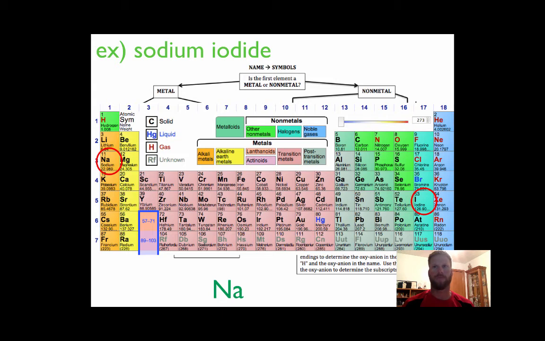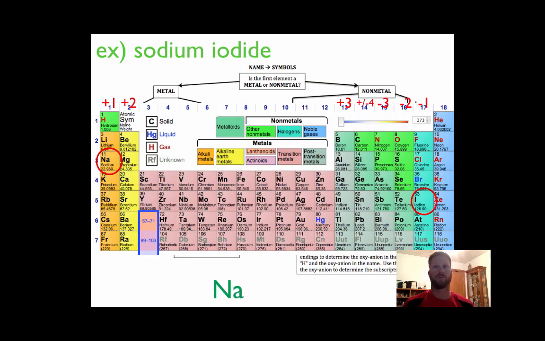Remember that the periodic table can help us determine the charges on the ions. All elements in group 1 form ions with a positive 1 charge. Group 2 elements create ions with a positive 2 charge. Group 3, a positive 3. Group 4, a positive or negative 4. Group 5, a negative 3. Group 6, negative 2. And finally, halogens or group 7 will create ions with a negative 1 charge.